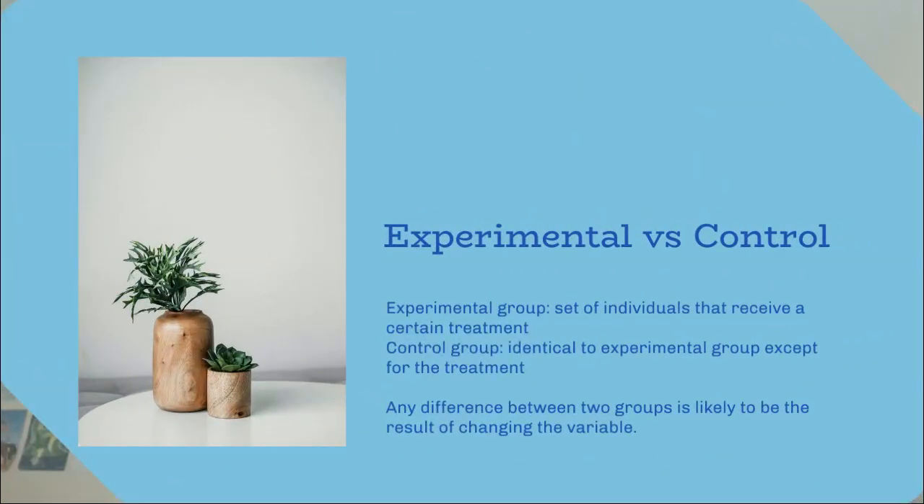Here's just another definition. So experimental group, it's the group in the experiment that has a certain treatment, that has the experimental variable change. And then the control group is the same as the experimental group, but it doesn't have the treatment. So it's like the baseline. So if you see a difference in the two groups, it's probably because of the experimental variable.